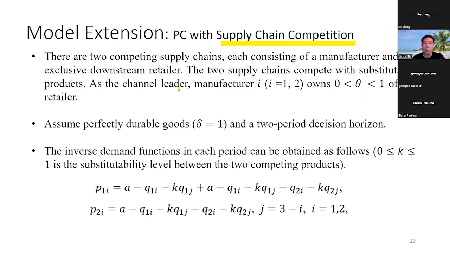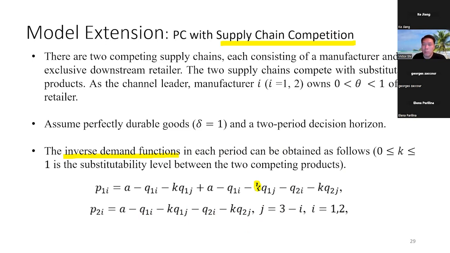So basically, the whole thing can be quite complicated. So we try to make the derivation as simple as possible. In this case, the inverse demand function is also more complicated. So basically now, the price you're going to charge your customers also depends on how much your competitor charges the customers. Again, we're going to skip the details, but one of the important parameters is K.